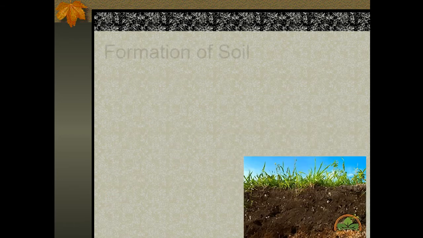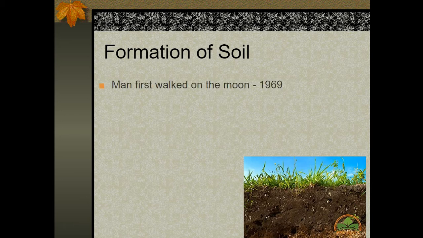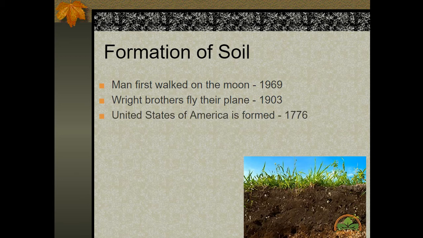Okay, so how does soil form? Why does it form? How long does it take to form? I want to start with a little bit of a history background. Man first walked on the moon in 1969. The Wright brothers flew their first successful-ish flight in 1903. The United States was officially formed in 1776. The first Thanksgiving was held in 1621.